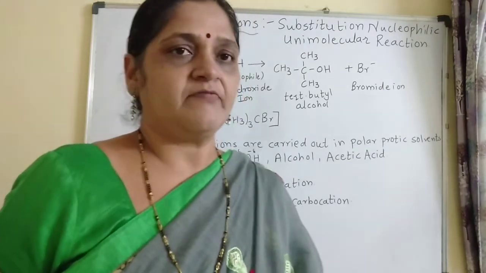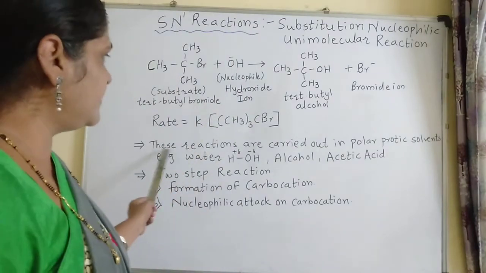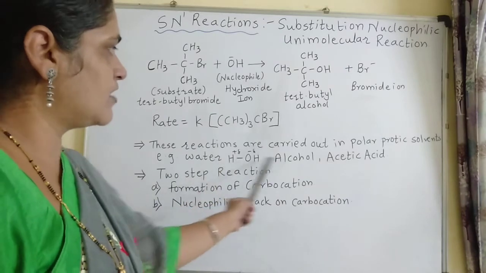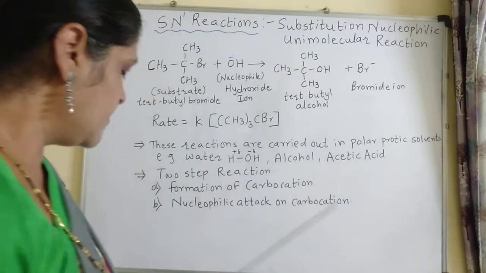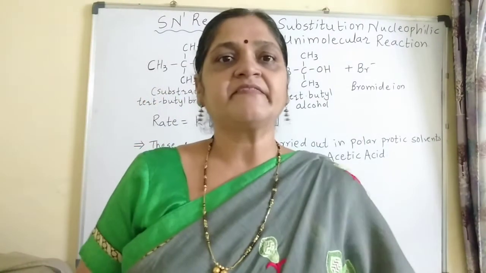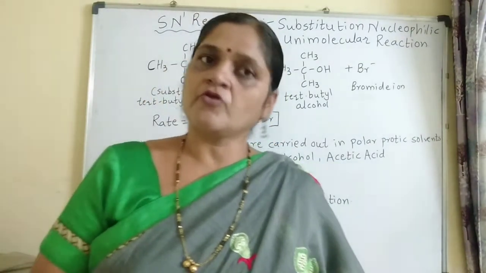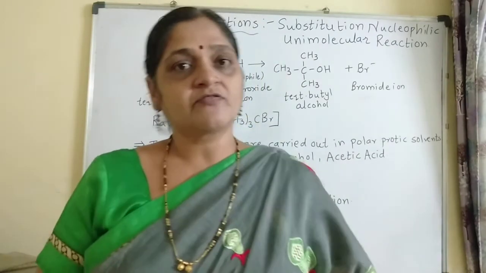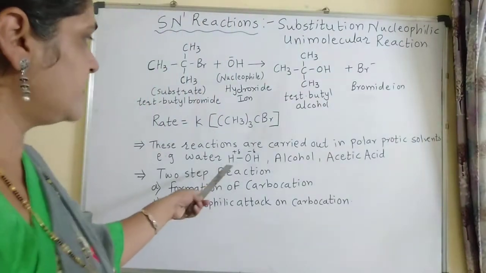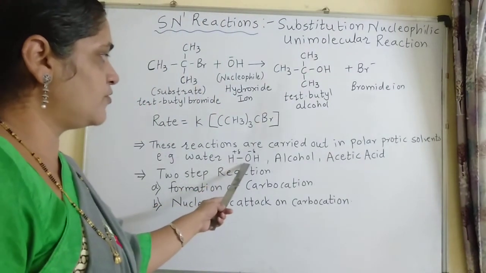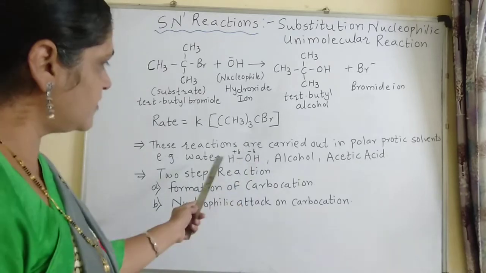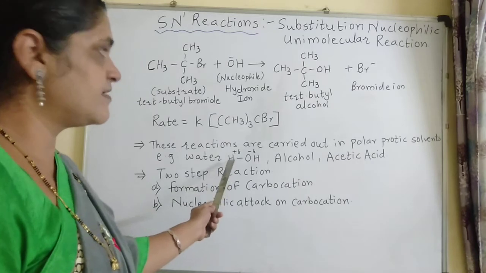Now in this SN1 reaction, we find that these reactions are carried out in polar protic solvents, for example water, alcohol, acetic acid. Now what is the meaning of polar protic solvents? Polar protic solvents means those solvents where protons are available and they also show polar nature. For example water. Water shows H plus and OH minus, carrying partially positive and partially negative charge. So proton is available over here and these are protic solvents.